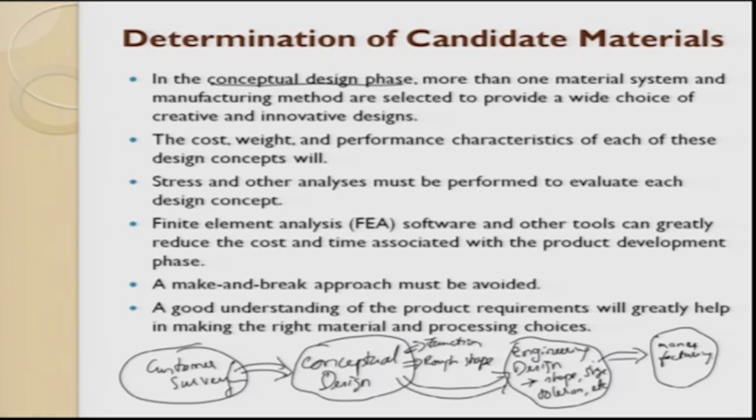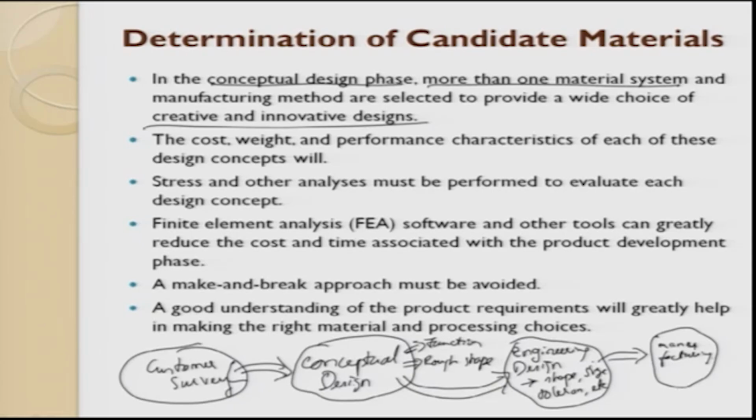Okay. So, this is how it is. Here, in the conceptual design phase, more than one material system and manufacturing method is selected to provide a wide choice of creativity and innovative design. Suppose at the conceptual stage itself you freeze only one particular product, everything you freeze, then you will not be able to go back to the customer and say, here are multiple choices, you can choose whatever you want, because the customer will always prefer to have a choice.